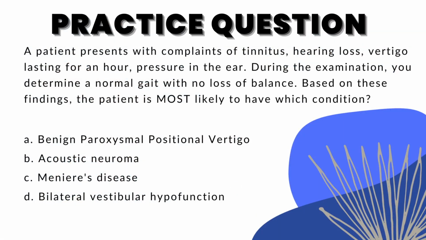And now time for a practice question. A patient presents with complaints of tinnitus, hearing loss, vertigo lasting for an hour, and pressure in the ear. During the examination, you determine a normal gait with no loss of balance. Based on these findings, the patient is most likely to have which condition? A. Benign paroxysmal positional vertigo. B. Acoustic neuroma. C. Meniere's disease. D. Bilateral vestibular hypofunction. I'll give you a moment to look this over.